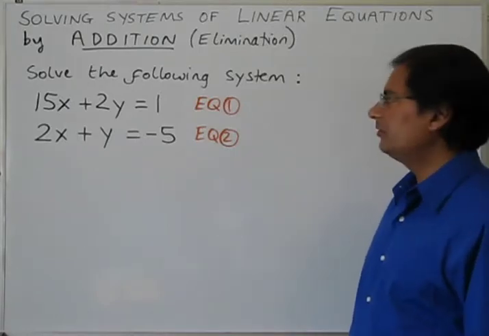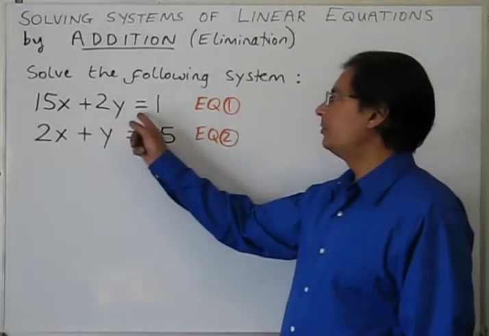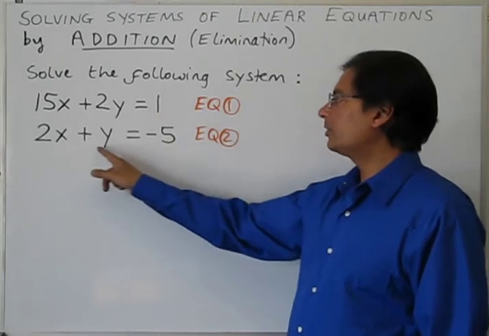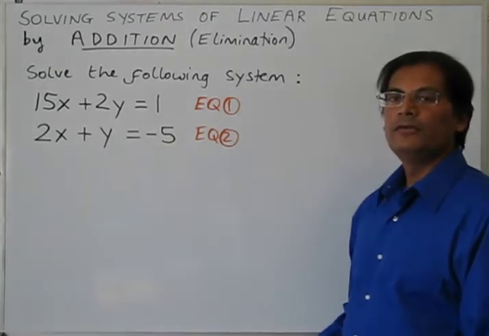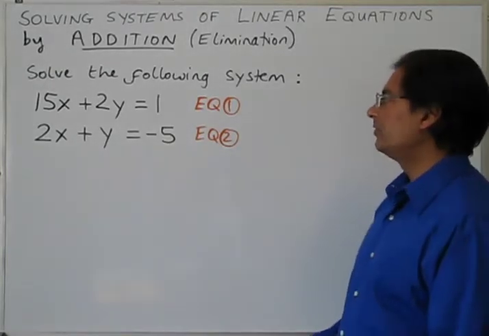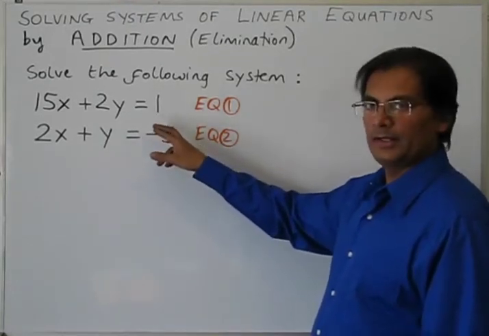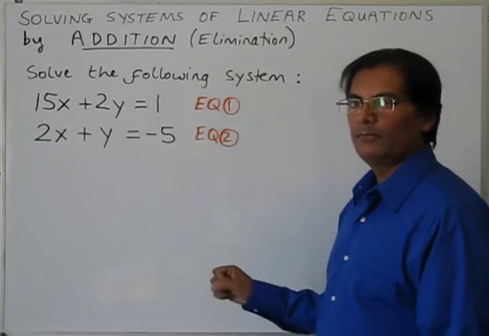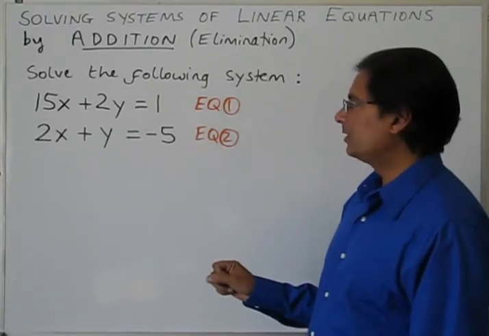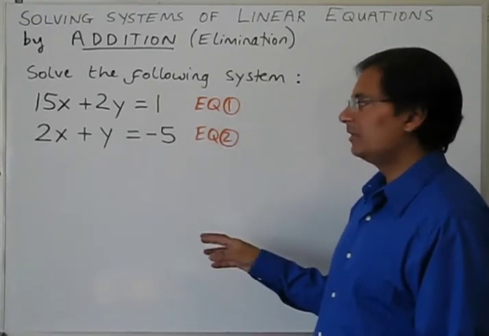Okay, here's another system of equations. We're going to solve it by addition. We have 15x plus 2y equals 1, and 2x plus y equals negative 5. We want to solve this system of equations. We can't just straight add this because nothing will be eliminated. The idea of adding is to eliminate a variable. But we can manipulate it so that when we do add it, something's eliminated.